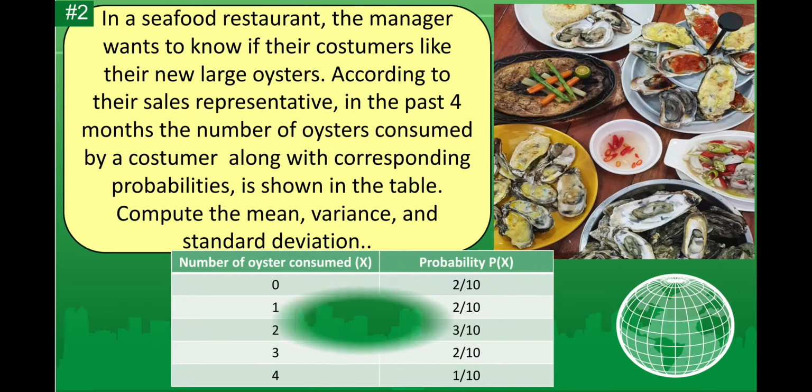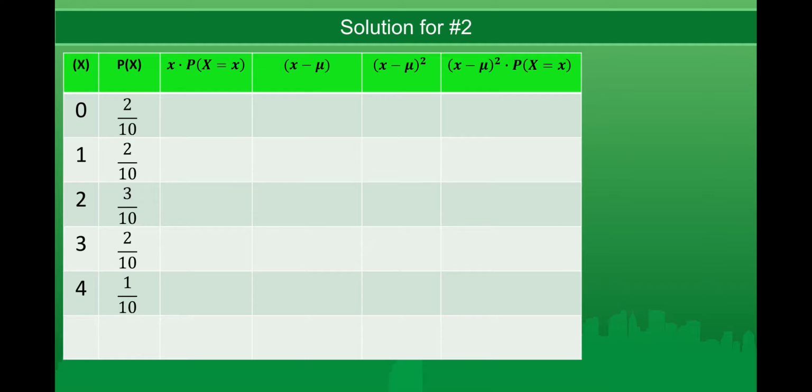So we have here the table, the number of oysters consumed, which is the value of x. We have 0, 1, 2, 3, 4. And the probability of x is 2 over 10, 2 over 10. For 2, we have 3 over 10. For 3, we have 2 over 10. And for 4, we have 1 over 10. So to find the mean, variance, and standard deviation, we're going to complete this table.